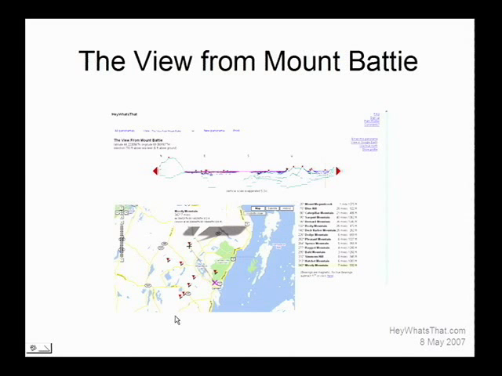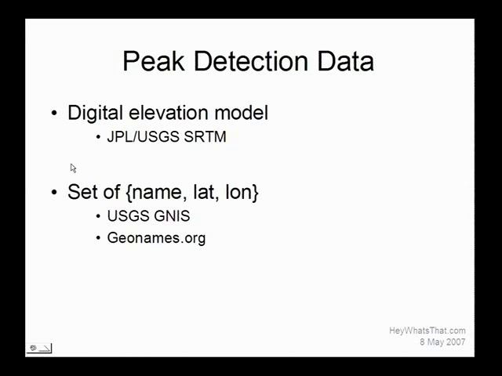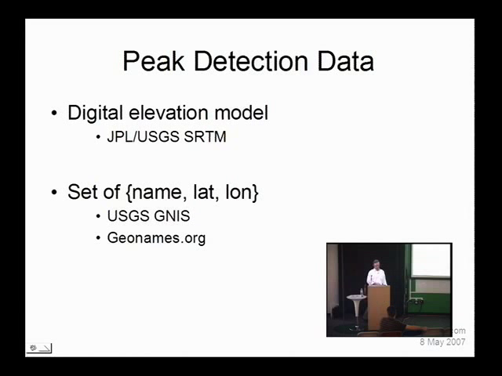I told you the name of the game at the outset, at least, is peak detection. So the way I do that, first I take data and then I apply rules to it. The data I use currently is the USGS NASA Shuttle Radar Topography Mission data from November 2000, covering 60 degrees north to 54 degrees south.